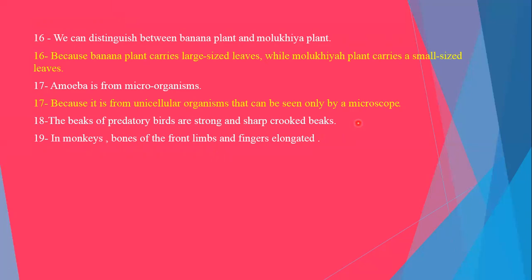Okay. In monkeys, bones of the front limbs and fingers are elongated. ليه البونز elongated؟ تعالوا نفكر كده. In monkey, bones of front limbs and fingers elongate. ليه elongated يا جماعة؟ بمنتهى البساطة because the fingers do a specific function. إيه هي؟ Enable the monkey to climb the trees and catch things. يبقى عشان كده الفينجرز دايما بتبقى طويلة والlimbs دايما بتبقى طويلة for climbing and catching things.